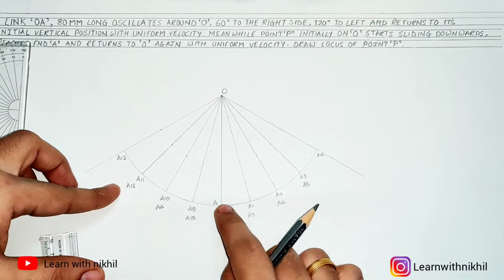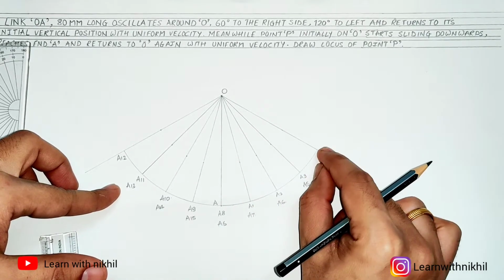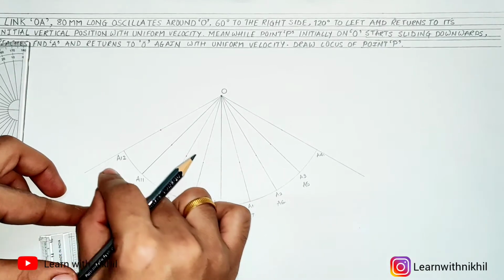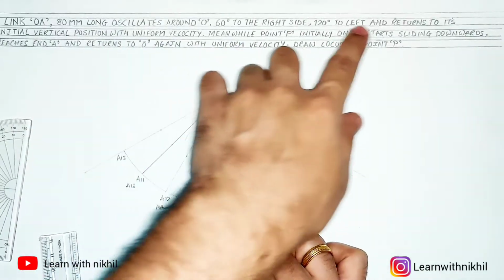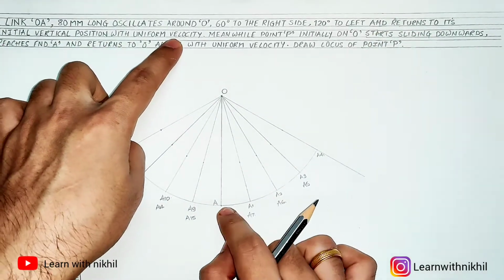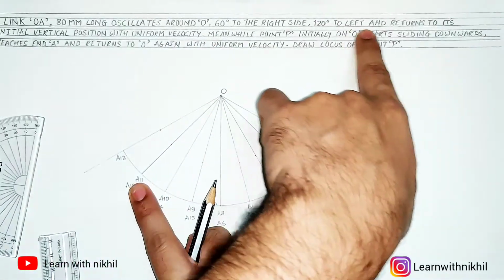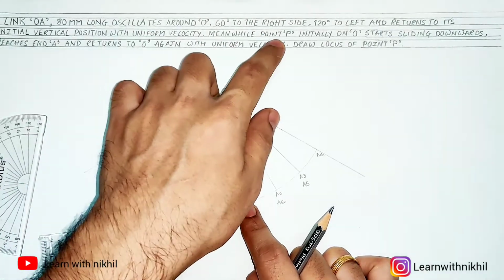So this is the whole path. From A it will start, A1, A2, A3, A4, then A5, A6, A7, A8, A9, A10, A11, A12 and returning back to its original position. So returning to its original initial position.